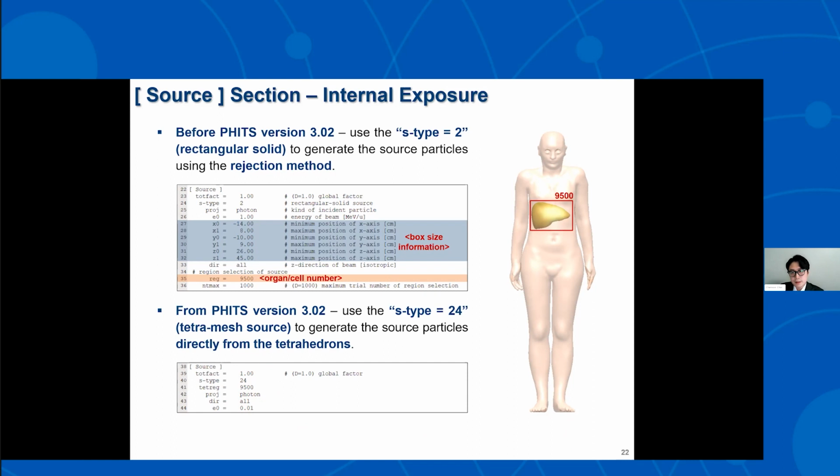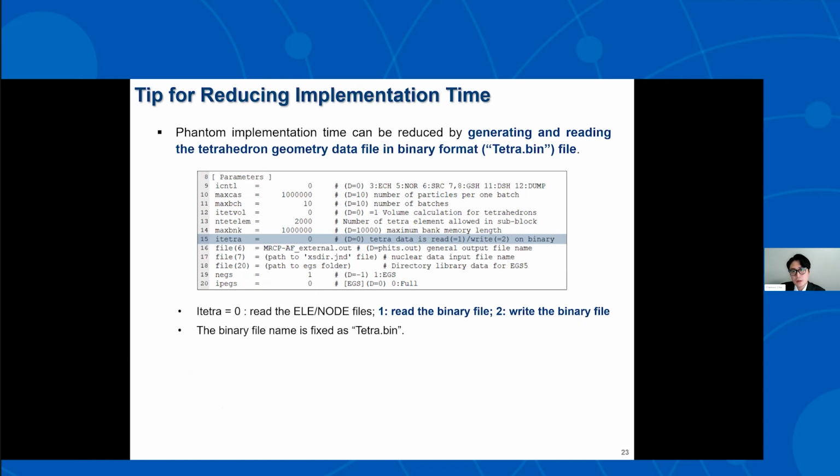This concludes the explanation on the PHITS input example, and I just want to give you one tip to reduce the implementation time. If the tetrahedral mesh phantoms are very complex, the implementation time of the input file can take a very long time. So if the users want to perform multiple simulations with the same phantoms, there is a method to significantly reduce the implementation time. Although I didn't explain it in detail before, there is a parameter named itetra in the parameter section.